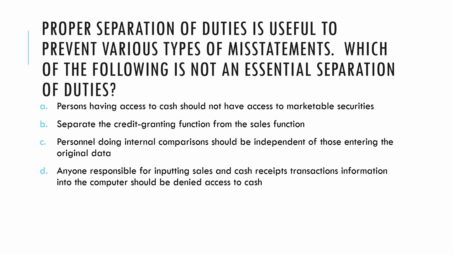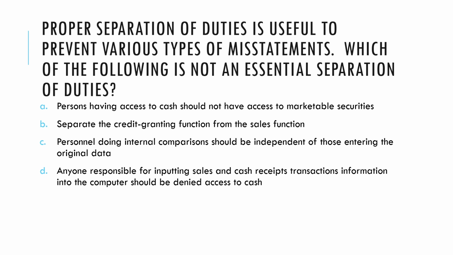And to add to that, we also have letter B, separating the credit granting from the sales function to ensure that only creditworthy customers will be granted credit sales. Otherwise, if you don't separate the two, then the salespeople might just keep on granting credit for the purposes of reaching a particular quota or target and therefore getting a bonus, right? So it is necessary to separate credit granting from the sales function.